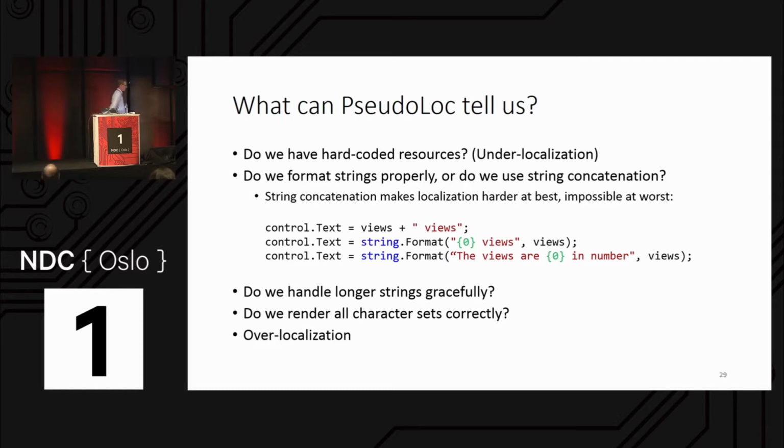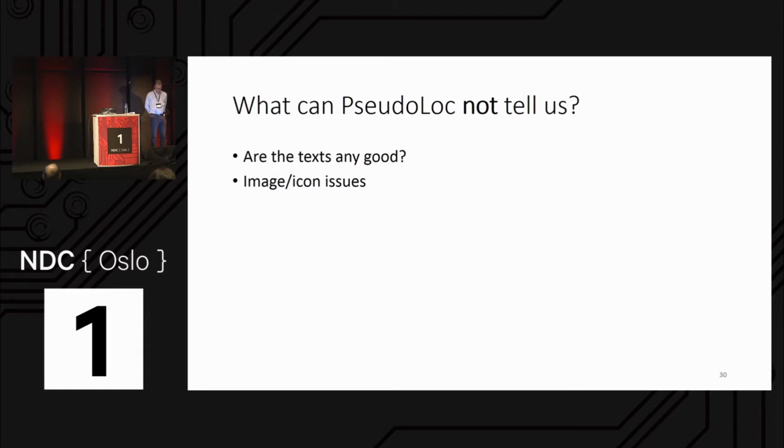It's actually possible to over-localize as well. I'll show you one example of that eventually. There are some things that PseudoLoc cannot tell us. It cannot tell us if the texts are any good, unfortunately. And if there are problems with images or icons, it can't tell us that either.